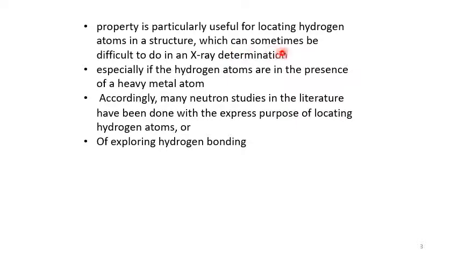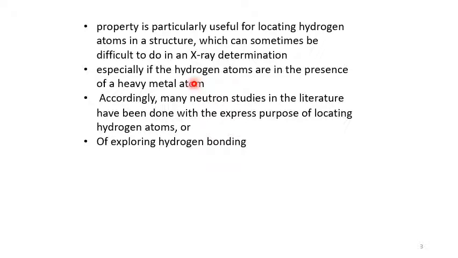structure. Locating hydrogen can sometimes be difficult to do in X-ray determination, because X-rays will not detect light atoms. X-rays are very less scattered from light atoms. The X-ray scattering factor will be very small in case of light atoms, so light atoms will not be visible in the X-ray diffraction pattern, especially if the hydrogen atoms are in the presence of a heavy metal atom. So there is a heavy metal atom and there is hydrogen. In the presence of a heavy metal atom, we cannot locate hydrogen.